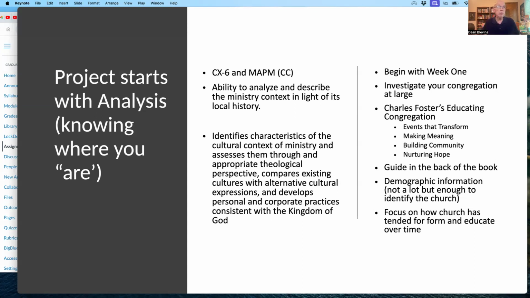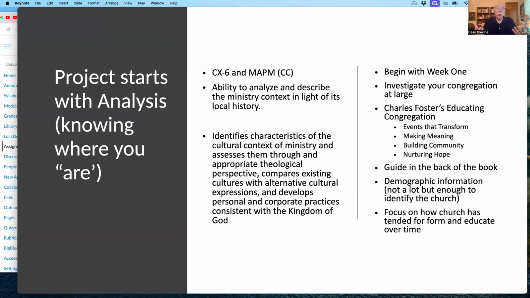So the first ability statement is the ability to analyze and describe ministry context and its local history. That's CX6, or the MAPM cross-cultural ability context: the student identifies characteristics of the cultural context of ministry and assesses them through appropriate theological perspective, comparing existing cultures with alternative cultural expressions, and develops personal and corporate practices consistent with the kingdom of God. Now, you've got other places in the program where you'll probably address that. But with this assignment in mind, what does that mean?